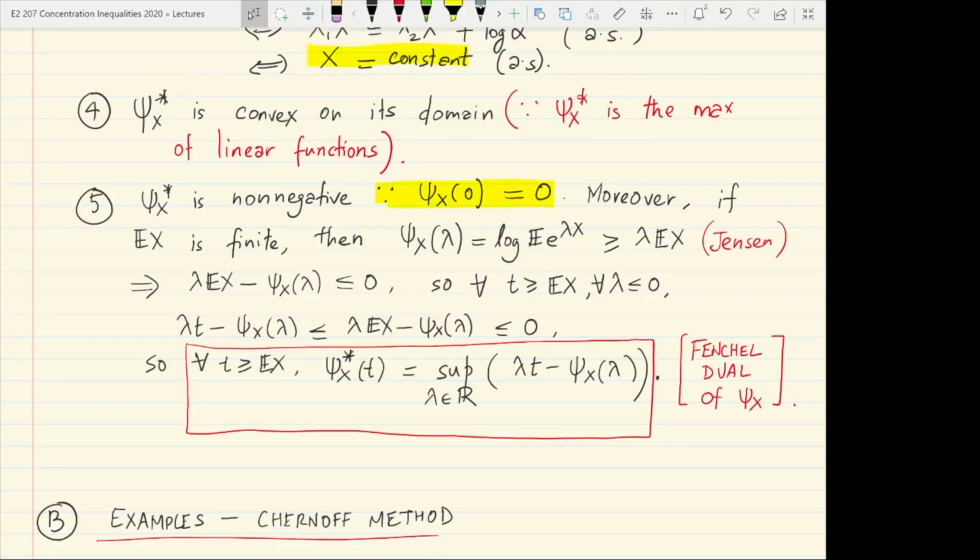Moreover, if the expected value of x exists, if x has finite mean, then Cx of lambda, the log moment generating function of lambda, by Jensen's inequality for the convex function e raised to lambda x, can easily be shown to be lower bounded by lambda times expected value of x. This is just by Jensen's inequality applied to the convex function taking x to e raised to lambda x. And so this means that lambda times expected value of x minus Cx of lambda is always upper bounded by 0.